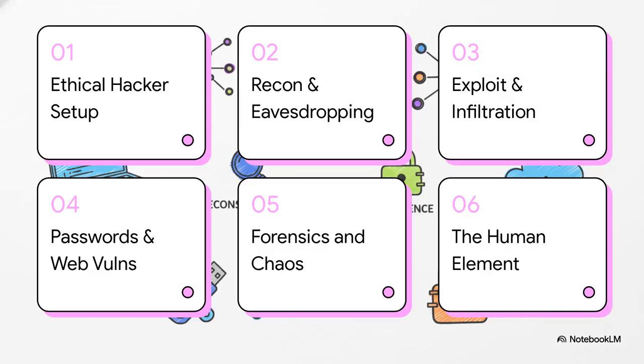To do this, we're going to track the actual kill chain of an attack. We'll start with the ethical hacker setup, move into reconnaissance and eavesdropping, hit exploitation and infiltration, tackle passwords and web vulnerabilities, look at forensics and chaos, and finally, wrap up with the biggest wildcard of all, the human element.